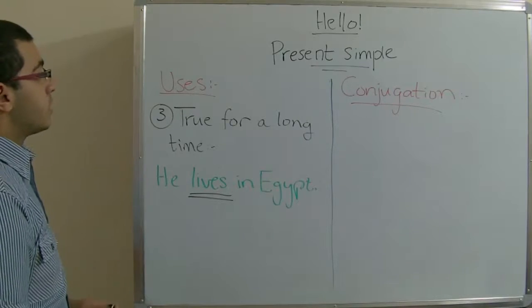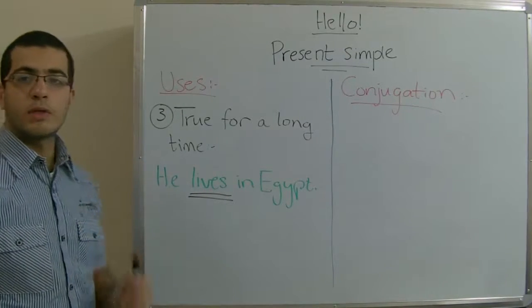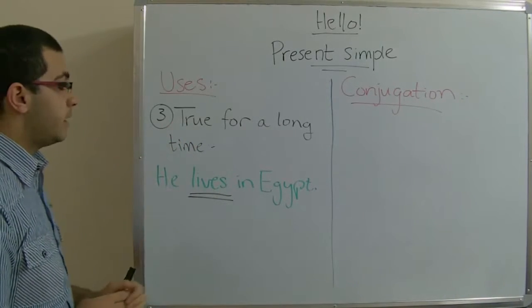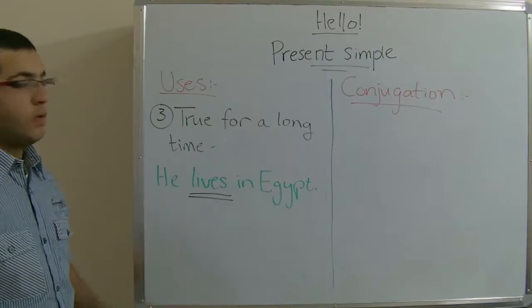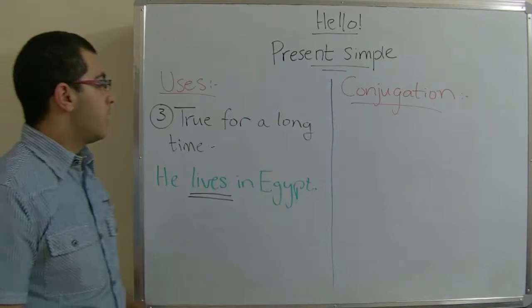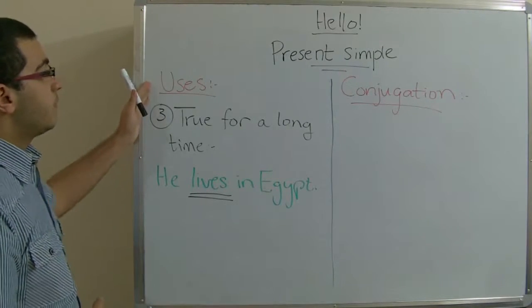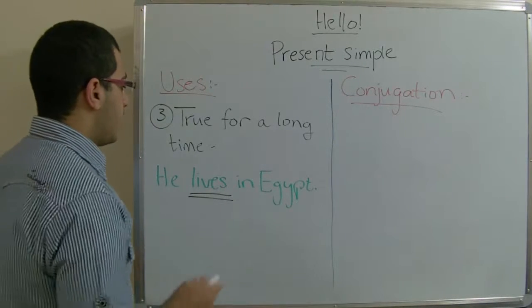These are the uses for the present simple. 3 uses: when you express a fact, when you express something that is true for a long time and is still true until now, and when you are expressing a habit or a repeated action. Then, now we know when to use the present simple. How to use the present simple?